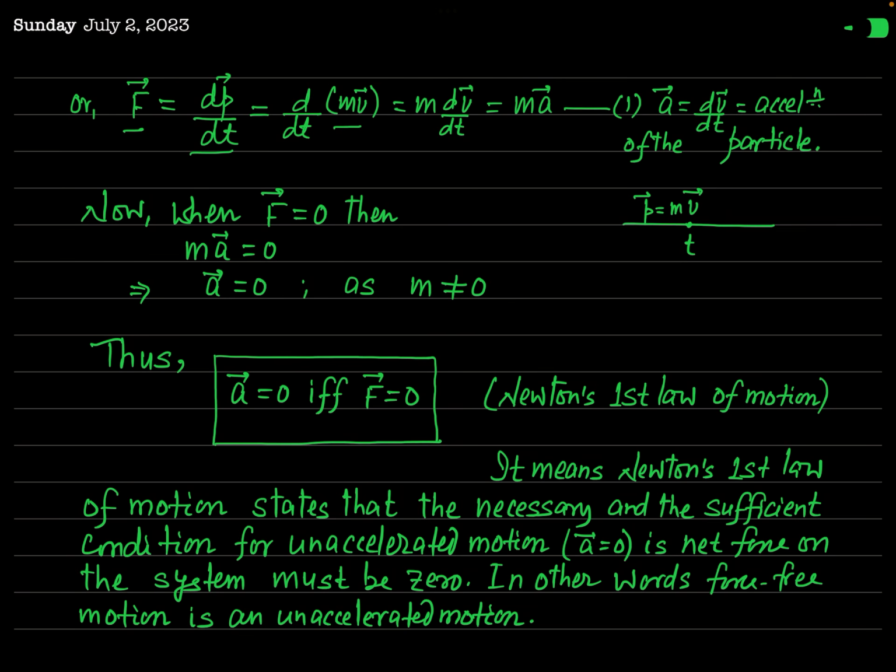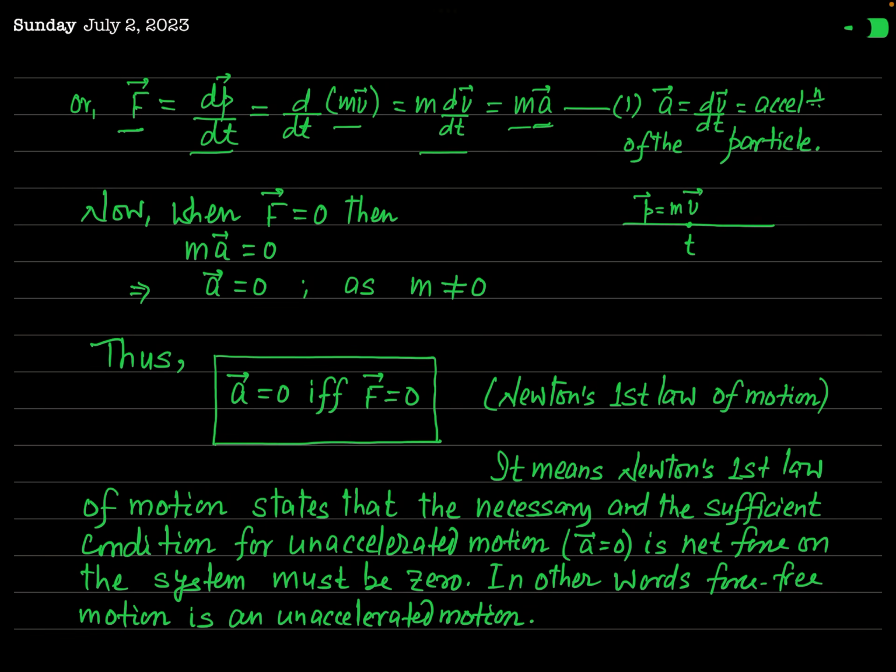So this m will be outside of the differential operator, and F will be equal to m times dv by dt. But what is this dv by dt? It means the rate of change in velocity, which is called acceleration. So instead of dv by dt, you may write a. Finally, according to Newton's second law of motion, F is equal to ma. And this formula you already know, I hope.